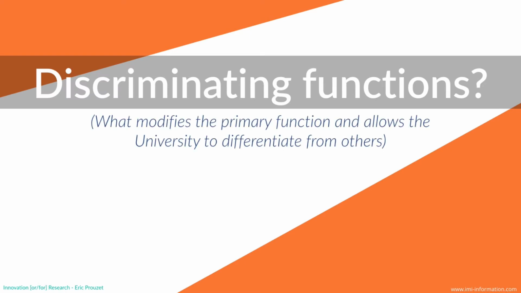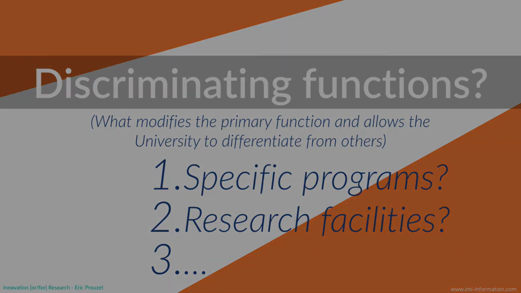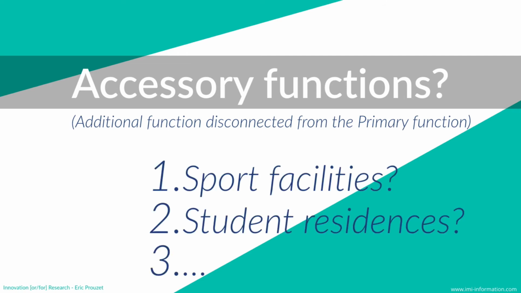Discriminating function of the university. What modifies the primary function and will allow a university to differentiate from others? There could be a lot of different functions. Specific programs, there could be some research facilities. Accessory function, the additional function disconnected from the primary function. Sport facilities, student residence are some functions that allow you to live, to enjoy some life, but they are totally disconnected from the primary function of the university, which is either to transmit knowledge or to deliver degrees.